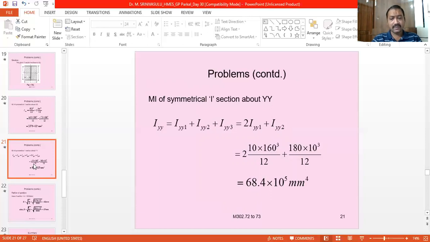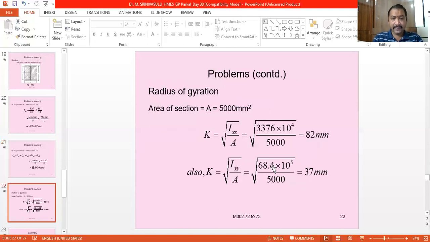Substituting the values, it is equal to 2 into 10 into 160 cube by 12, plus 180 into 10 cube by 12. The total value is equal to 68.4 into 10 power 5 mm4. So this is the moment of inertia of the given I section about the YY axis, which is also a centroidal axis.